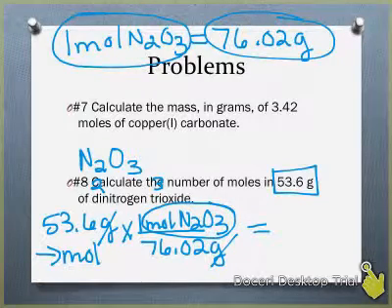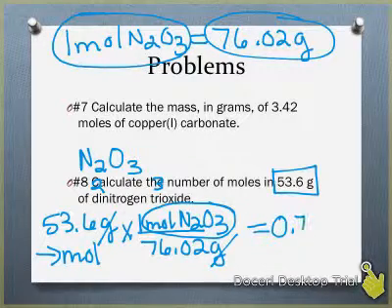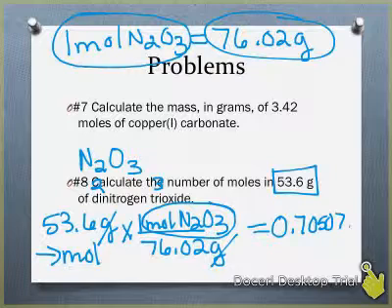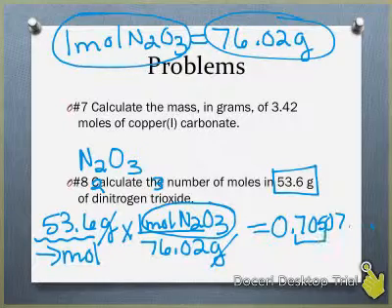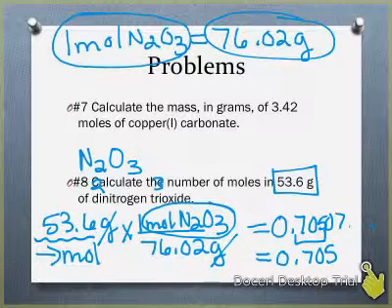So now we just plug it in the calculator. Divide 53.6 divided by 76.02, and we get 0.70507... How many significant figures do I get to keep? 3. I started with 3. I get to end with 3. So what's my answer going to be? 0.705 moles of N2O3. You only have to put the unit with the moles. So you can't just say moles. You have to say moles of something. Okay? Now, can we do some of this in our head?